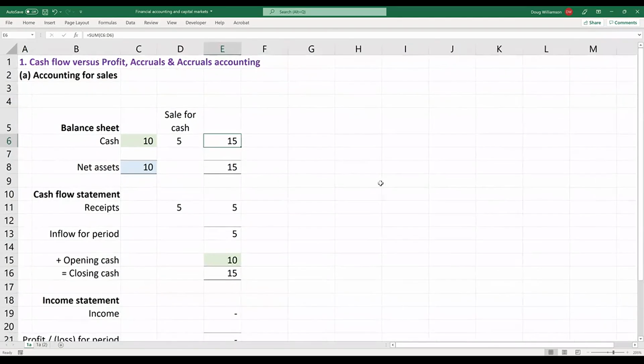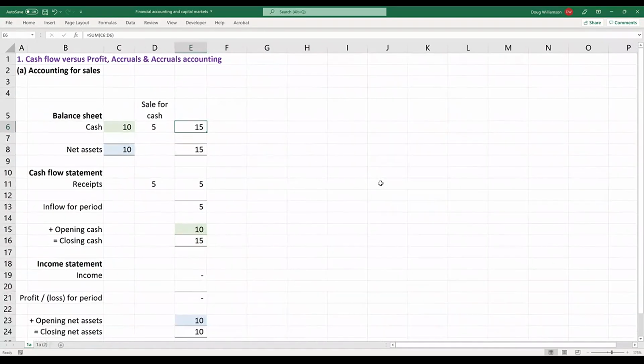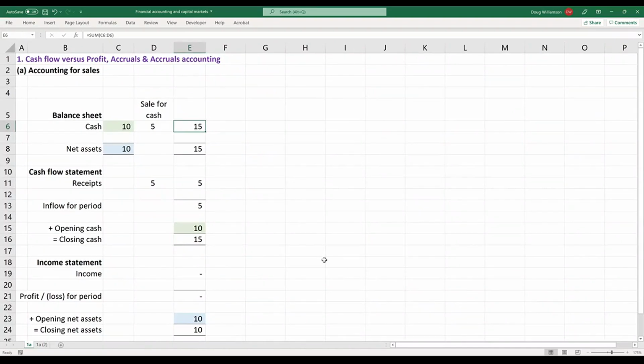Another primary financial statement is the income statement, or the profit and loss account, the statement of profit or loss. So we write that up for this organization, for this period. Its income is the same as the cash receipt.